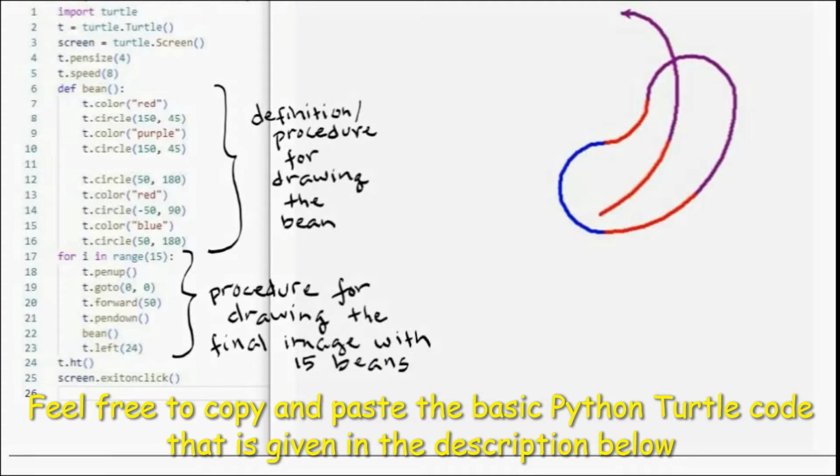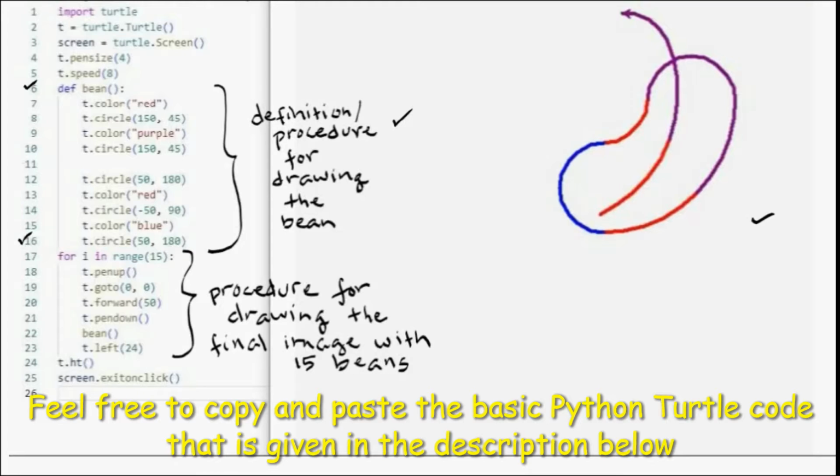The final composite image will have 15 beans, and this is one example of the bean on the right side of the screen. The definition of the bean is in lines 6 up to 16. That's the definition or the procedure for drawing the bean.